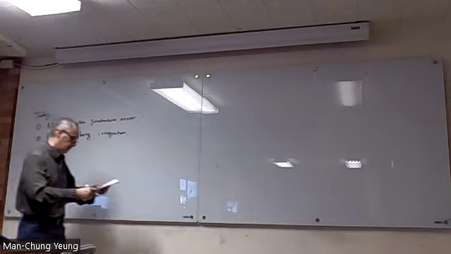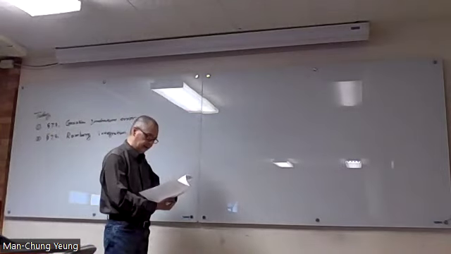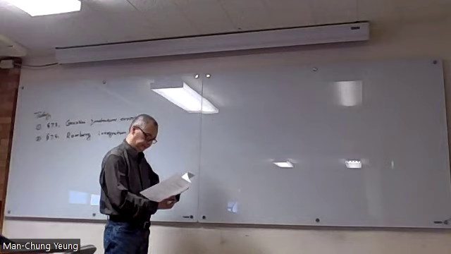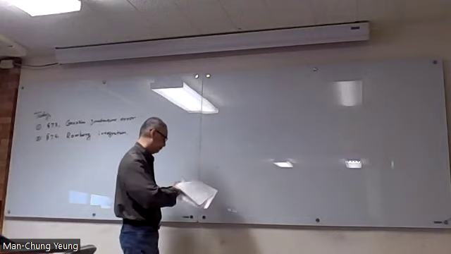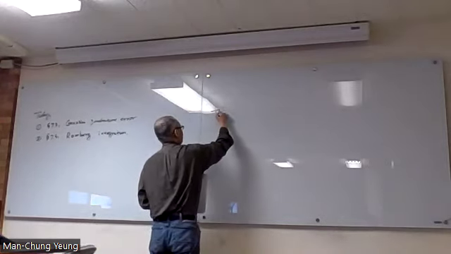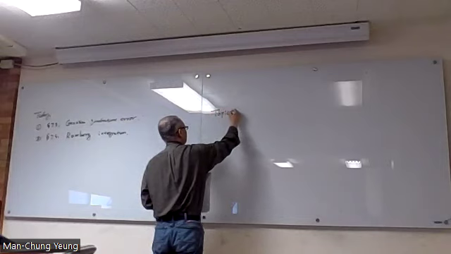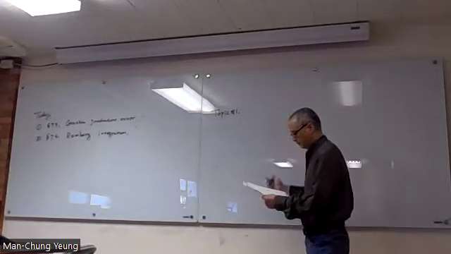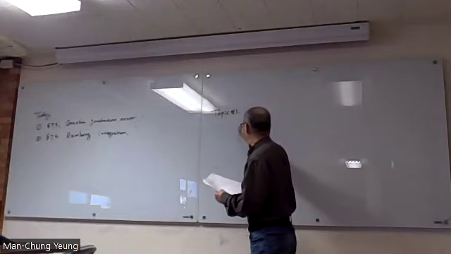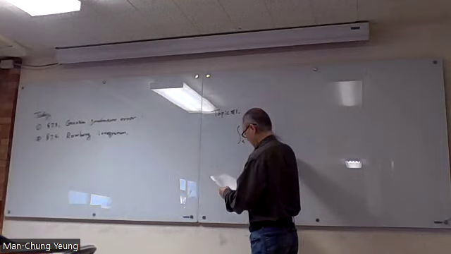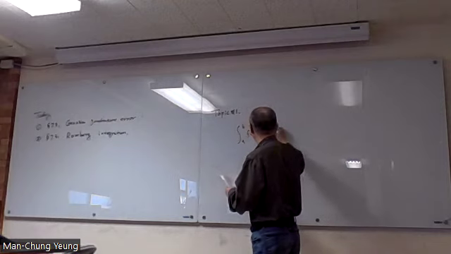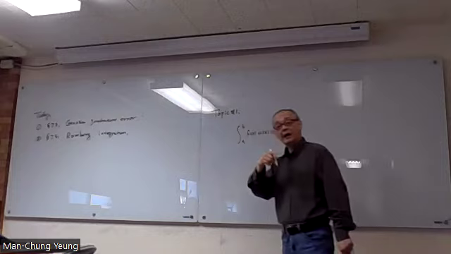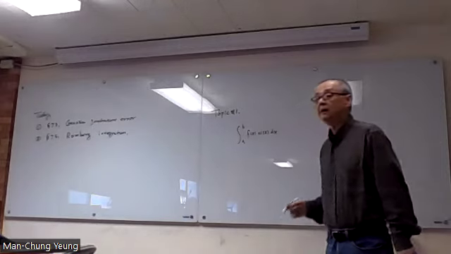Gaussian quadrature error. Topic 1. We want to compute this integral, where W is assumed to be positive.